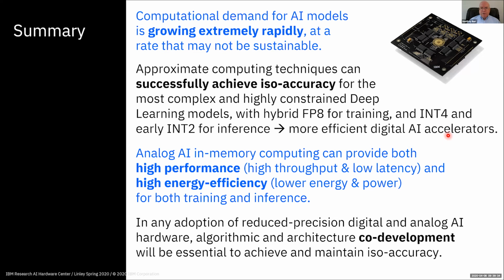And the whole point is not just to make these techniques, but to design and implement more efficient digital AI accelerators. I hinted at that a little bit. I'm not able to show you any specific results from either the digital or analog accelerators, but that is definitely the point. In the analog AI part, I showed that in-memory computing can provide both high performance and high energy efficiency. So we can go faster, we can deliver the results with lower latency, and we'll be able to reduce energy and power for both training and inference.